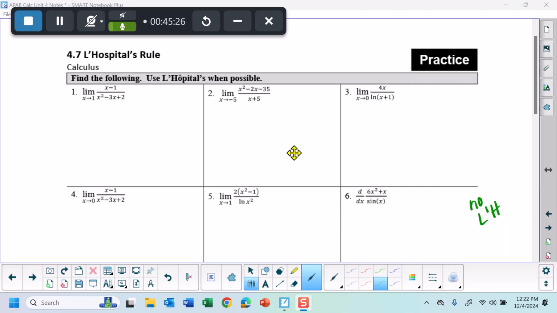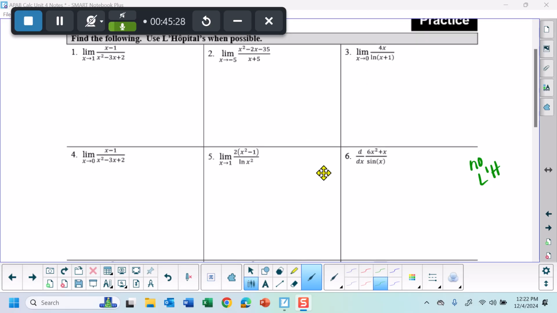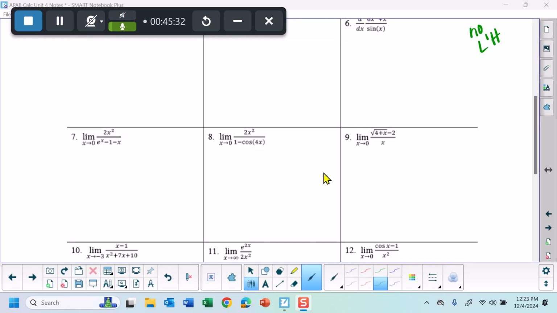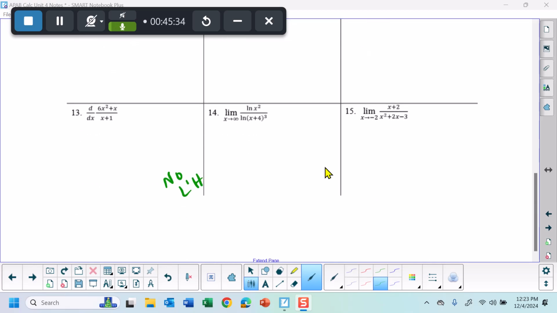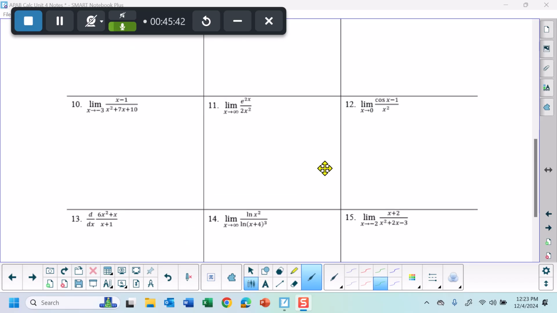Do we agree? No L'Hôpital on 6, because there's no limit. And no L'Hôpital on 13, because there's no limit. That's asking you to do the derivative. This is a great example of, do I need to do every problem?